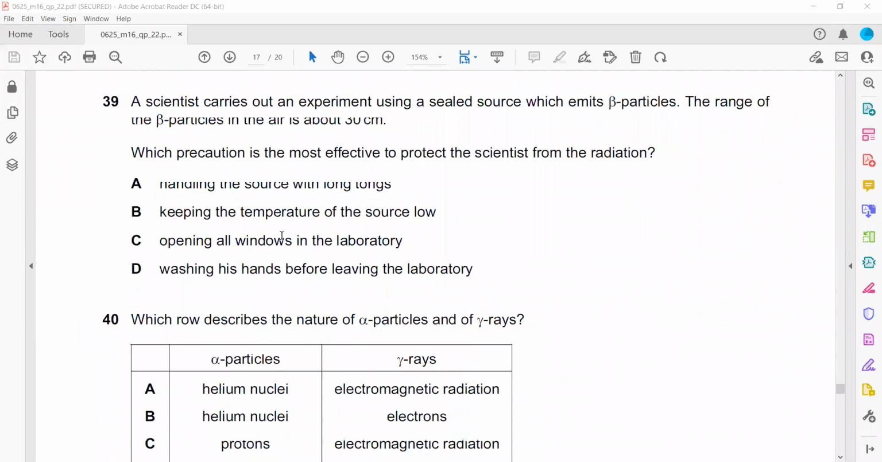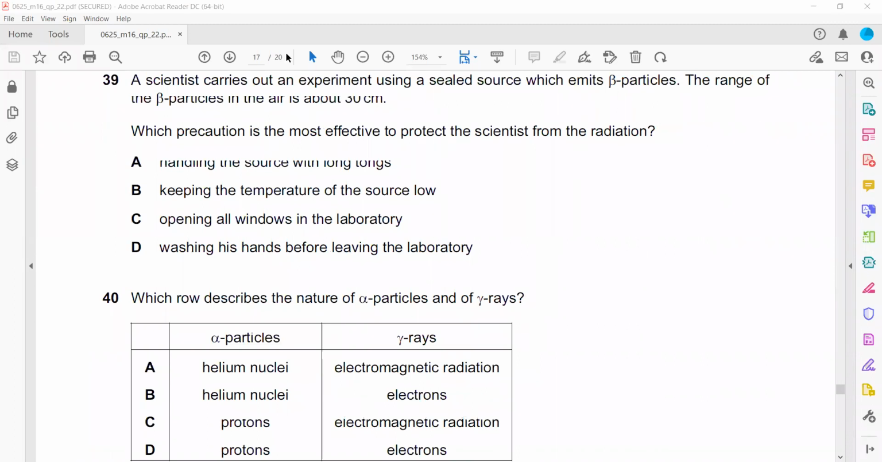Then in question 39, a scientist carries out an experiment using a sealed source which emit beta particles. The range of a beta particle in air is about 30 centimeter. Which precaution is the most effective to protect the scientist? Like beta particle can travel 30 centimeter in air. So scientists should be 30 centimeter or more than that.